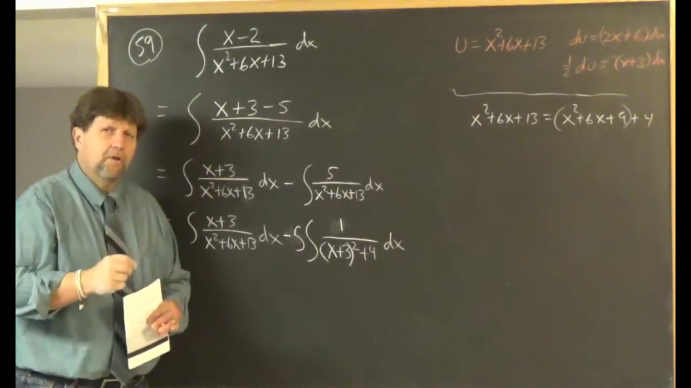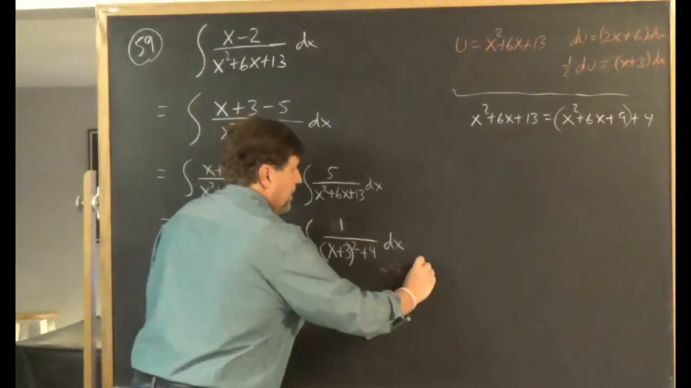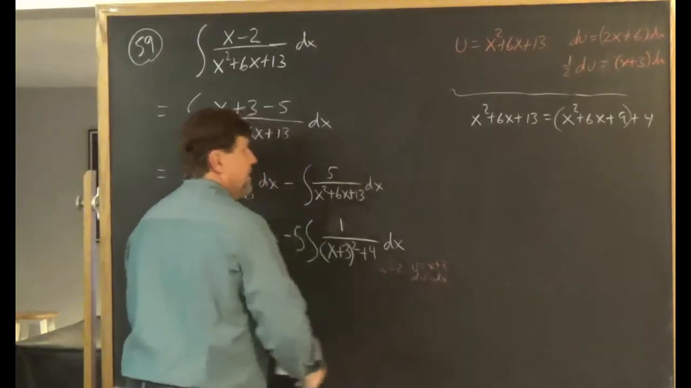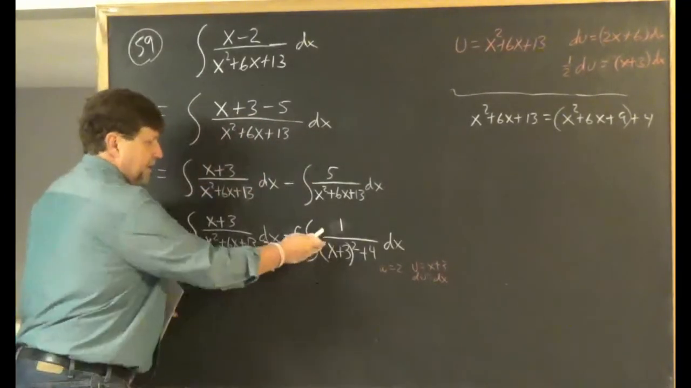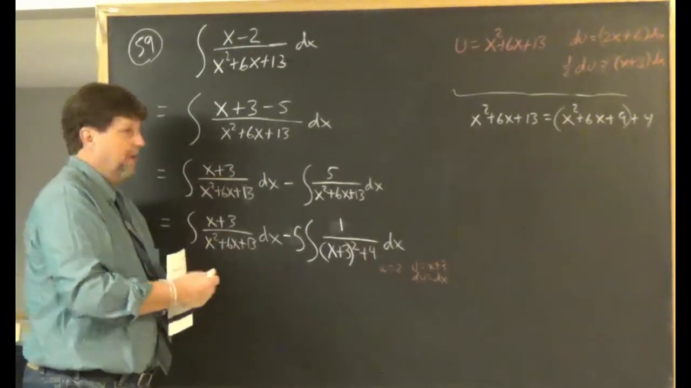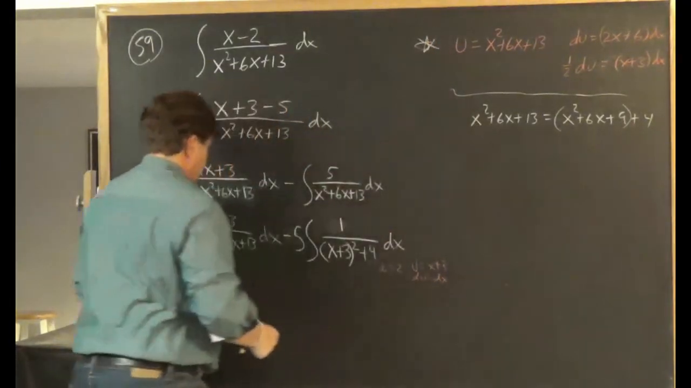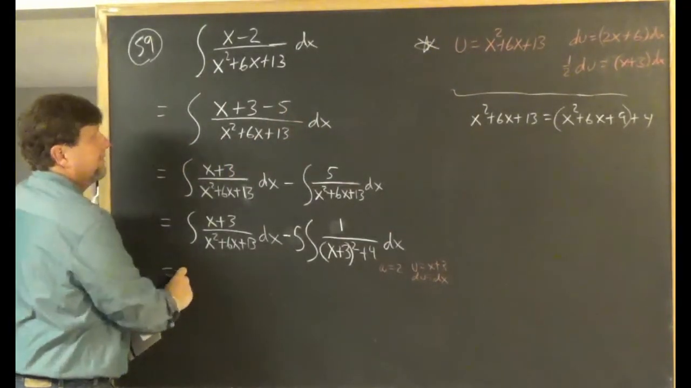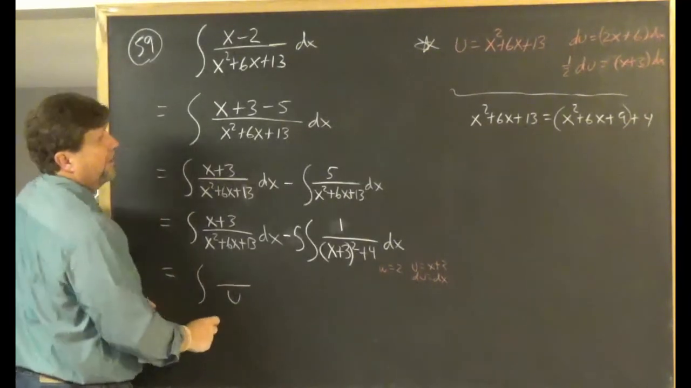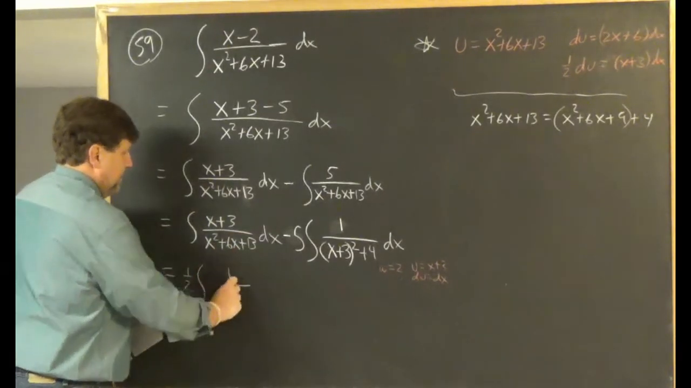A is 2. U is x plus 3, so du is dx. This will be easy to integrate. This one here, we know to do a u sub. Here's the u sub that we're going to use. So we put the u in. Denominator's u, 1/2 du is x plus 3 dx.